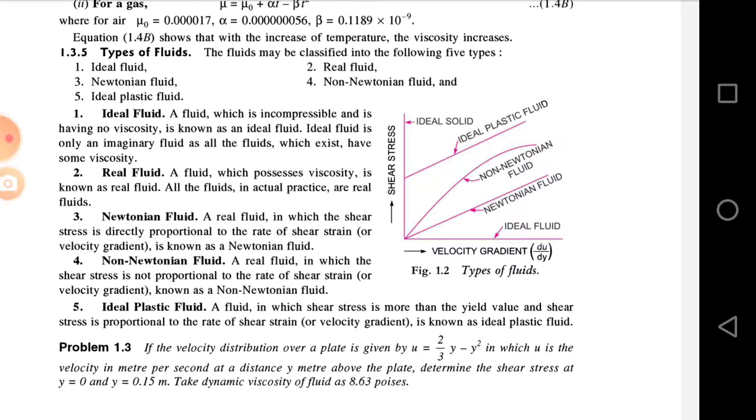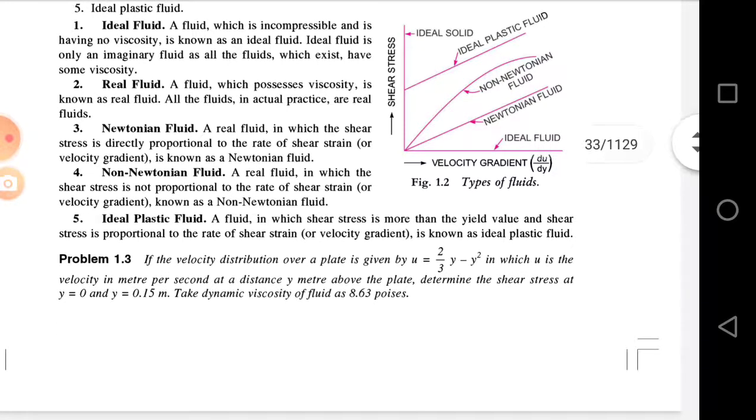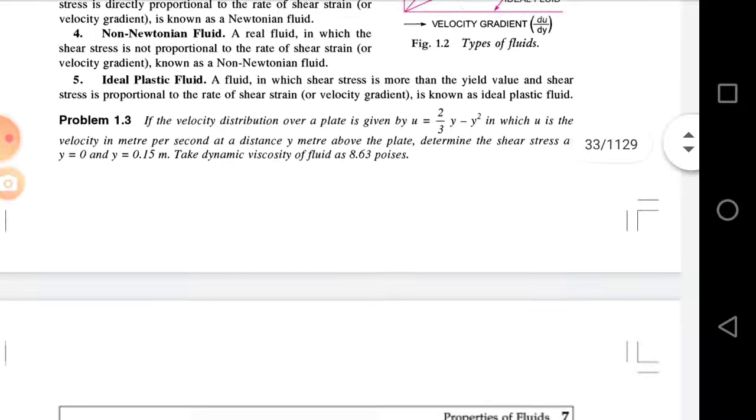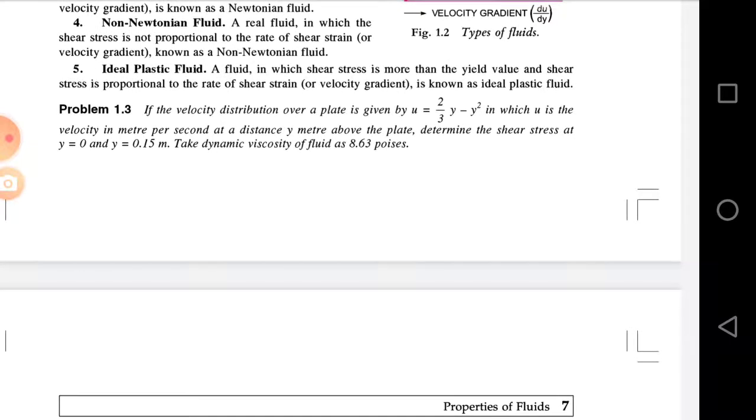The fluids may be classified as ideal fluid, which has no viscosity, and real fluids which possess viscosity, Newtonian fluids which obey Newton's law of viscosity, non-Newtonian fluid, and ideal plastic fluid. In ideal plastic fluid, shear stress is more than the yield stress, and shear stress is proportional to the rate of shear strain. And in velocity gradient, we'll see some of the problems.